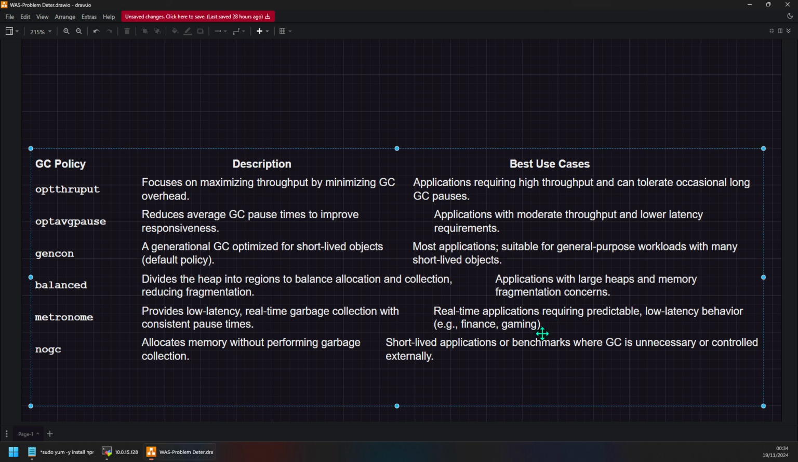I don't see a lot of reasons to use no GC because that's going to restrict your application. The application may get into out of memory exception because there is nothing to clear those objects off your memory. So yeah, that's another one over here.